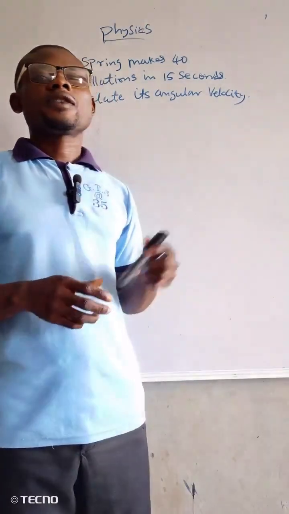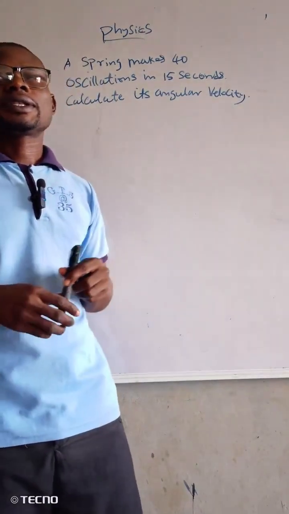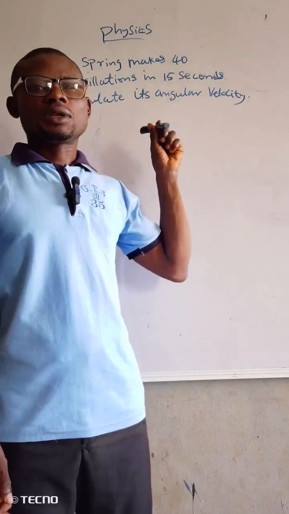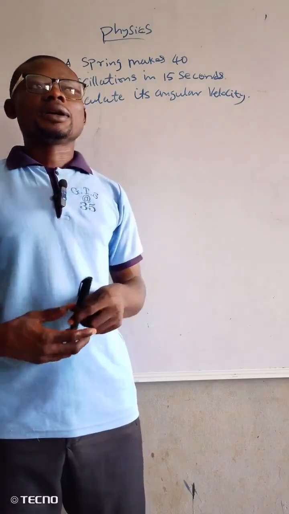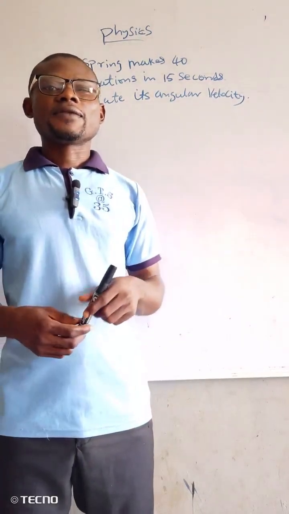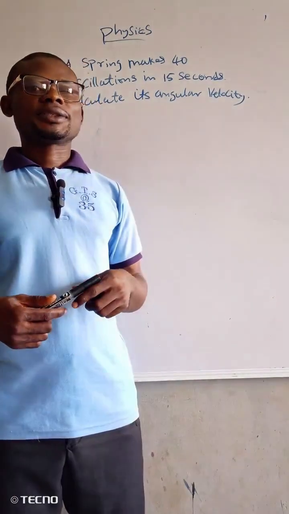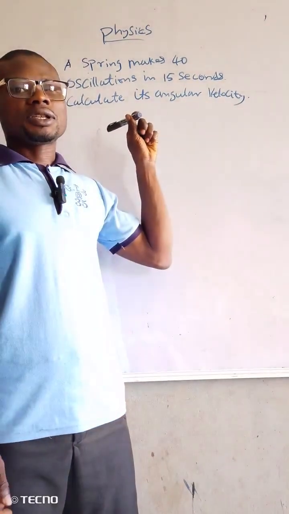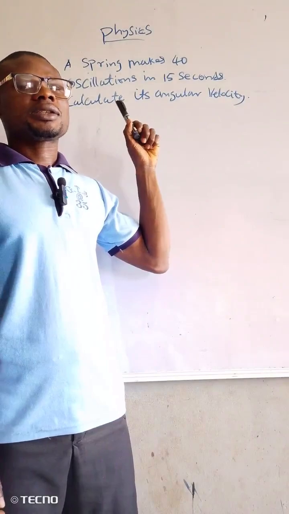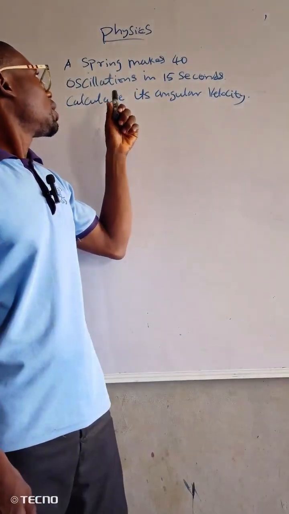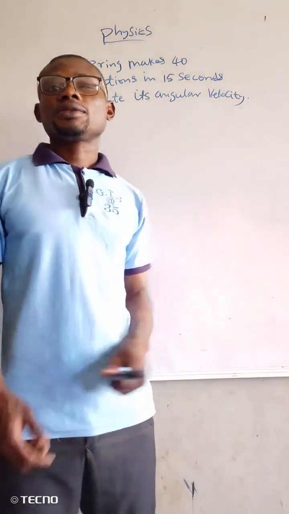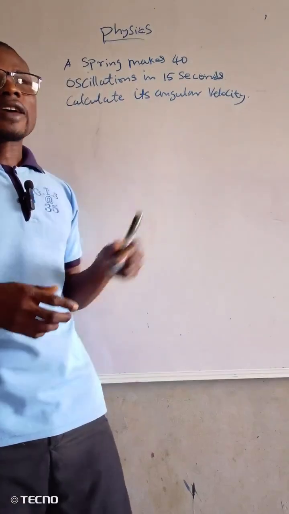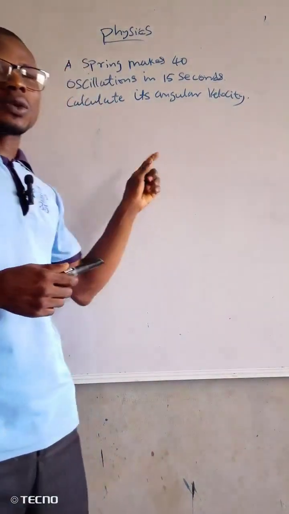We have a physics question. This question is coming from NECO 2025. In Nigeria, we have a set of examinations we call NECO, and this is one of the OBJ questions. So, NECO 2025. Watch me and see how we can solve this kind of question.